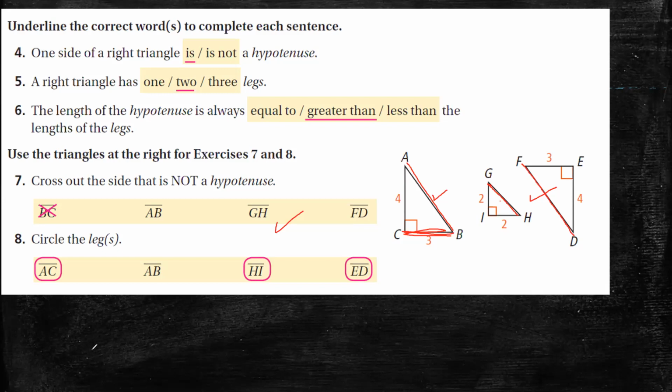Now, where are the legs? Look at AC. Is AC a leg? Yes, AC is a leg. Now, what about AB? No, it's a hypotenuse. HI? Yes. ED? Yes. Thank you.